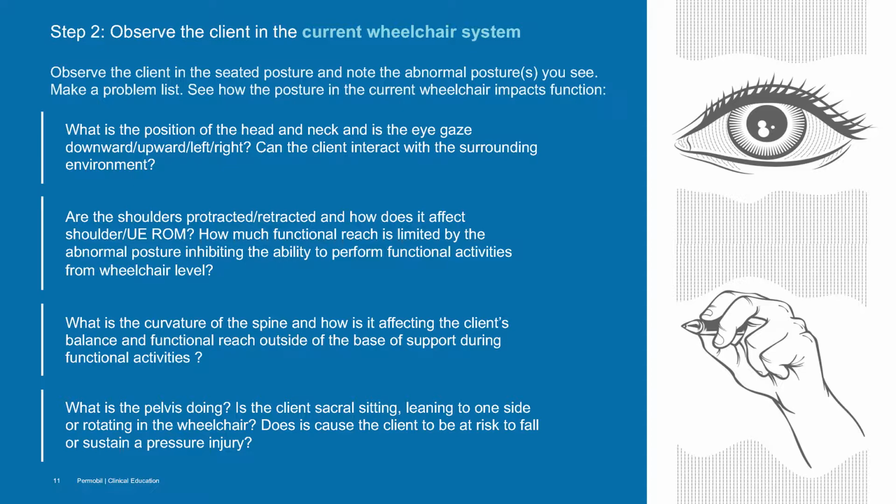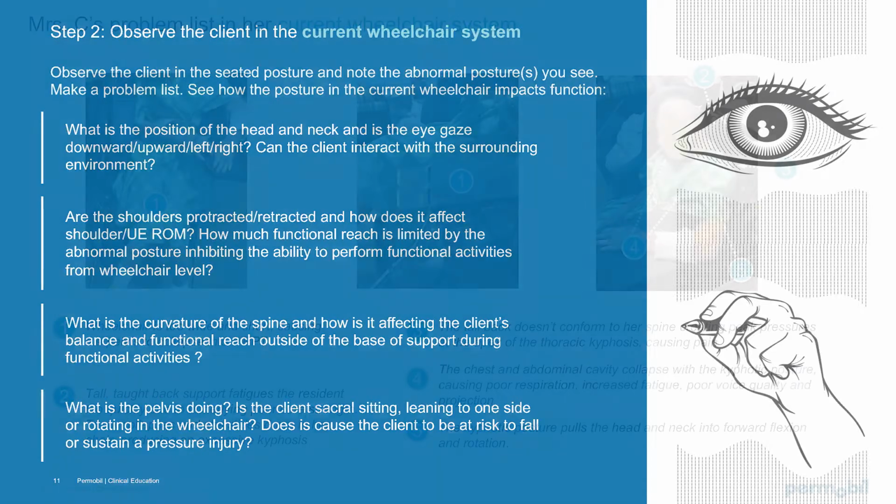And are their ADLs being affected by their trunk posture from the wheelchair level? And then I'll observe the pelvis. Are they sacral sitting? Or are they more leaning into an obliquity? Or are they rotated in the chair? And how is this placing them at a high risk to fall or to sustain a pressure injury?